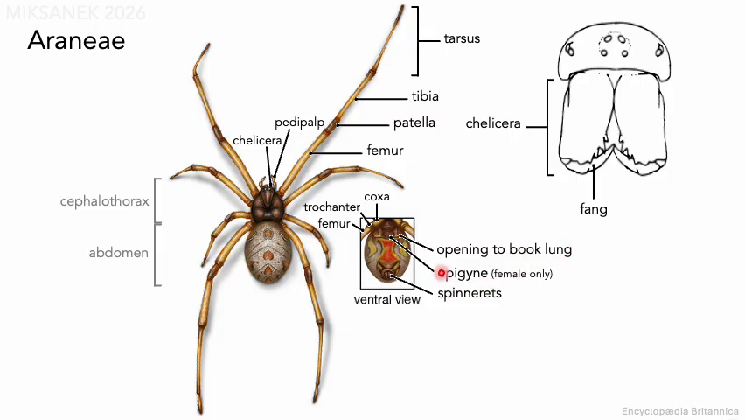In female spiders, we're going to see another opening here called the epigyne, and then on the very apical part of the abdomen, we're going to see the spinnerets, and the spinnerets are going to be connected to some interior glands that are going to produce the web, and that web does come out as a liquid that hardens on contact with air.